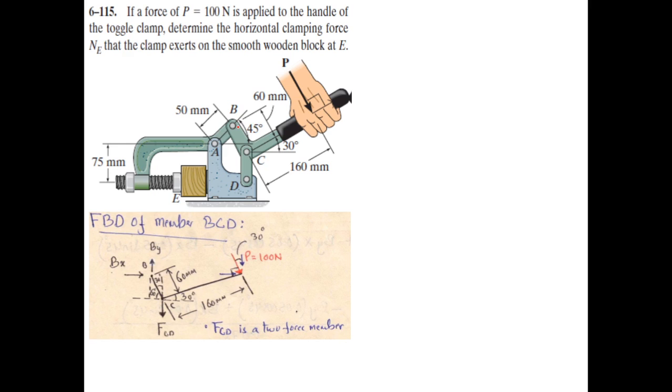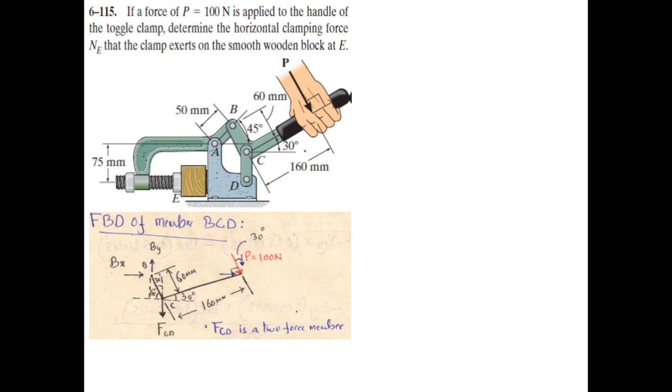Remember, we have to dismantle the machine, but we cannot start our analysis from this part BAE because there is no known load acting. So we have to start our analysis from the member on which at least one known load is acting, and that is this member. This force 100 Newton is acting on this member, that is BCD. And so let us draw the free body diagram of BCD.